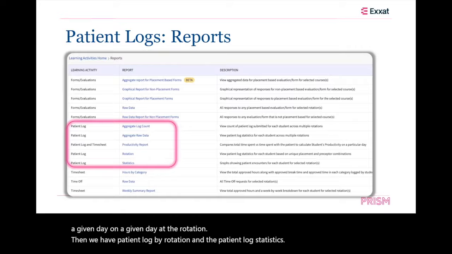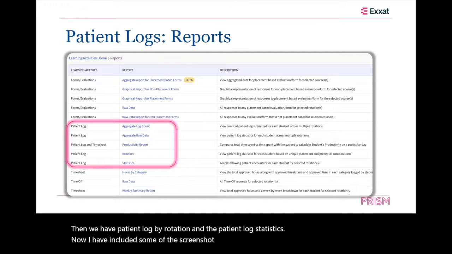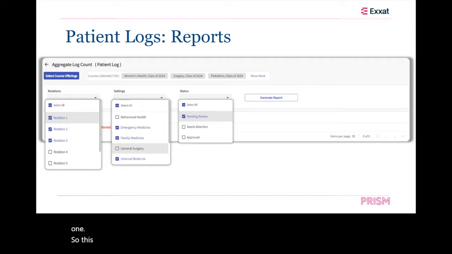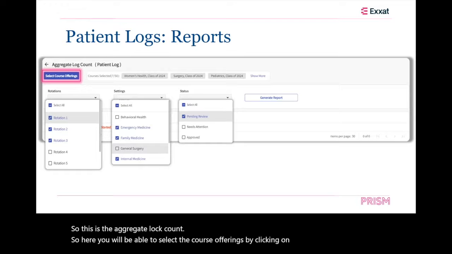Now I have included some screenshots of how these reports will look and how you will be able to choose the options and extract these reports. So let's go through this one by one. So this is the aggregate log count. Here you will be able to select the course offerings by clicking on this option.